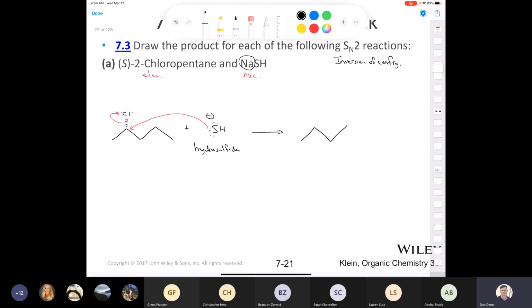So we just draw our longest carbon chain, 1, 2, 3, 4, 5, like that. And we draw this, and there we go. That's it. And then we'd also have the chloride. Okay. And there we go. And that proceeded with inversion of configuration. This is the umbrella flipping in the wind, right?